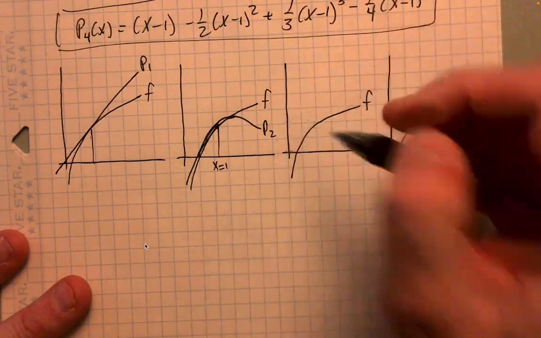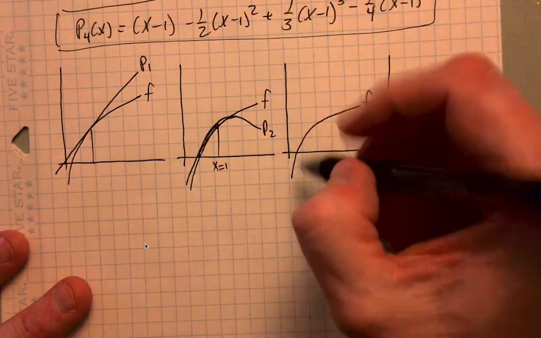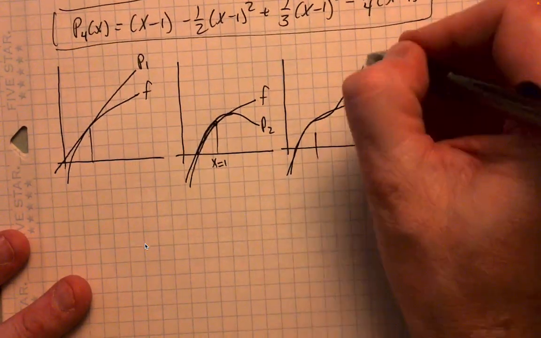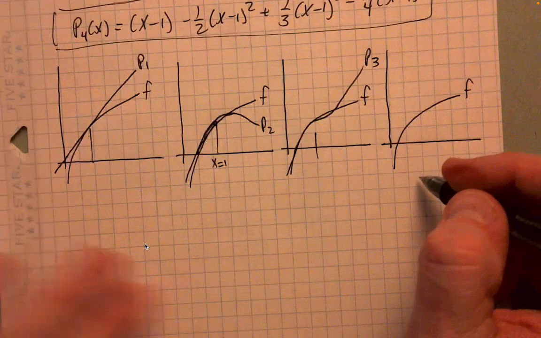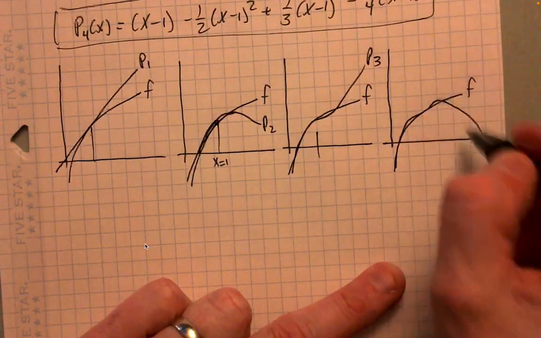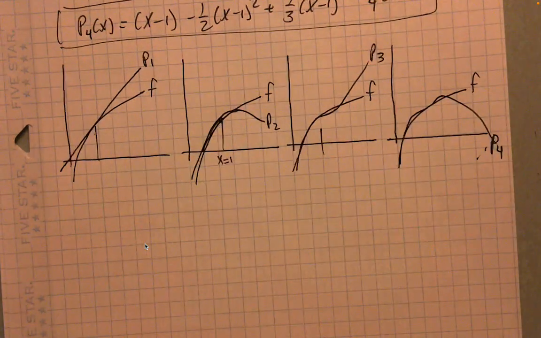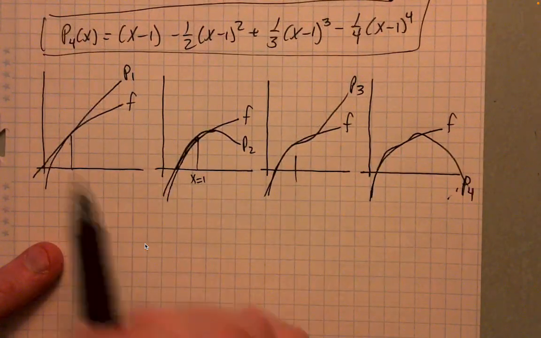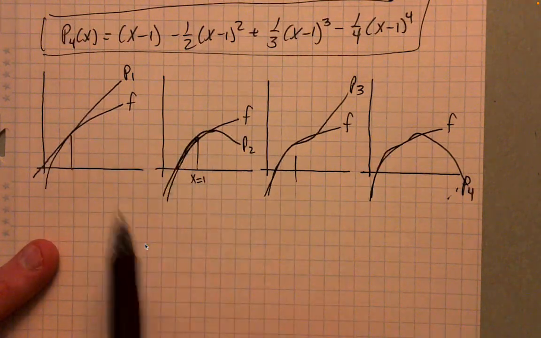So this would be P2. With P3, the curve comes up, it kind of flattens out, and then it goes up like that. And then in P4, it has a little bit of something like this. Now, these are terrible drawings, but the idea is that in each case, the curvature of P is changing.